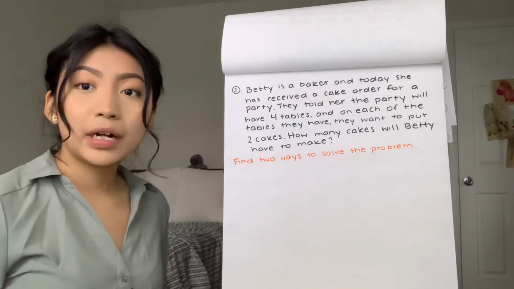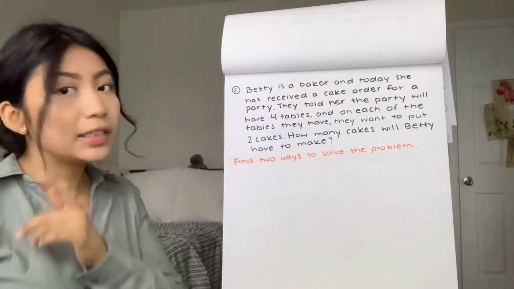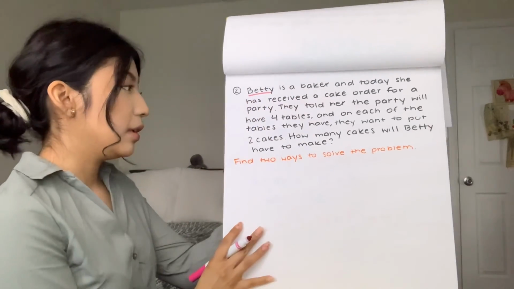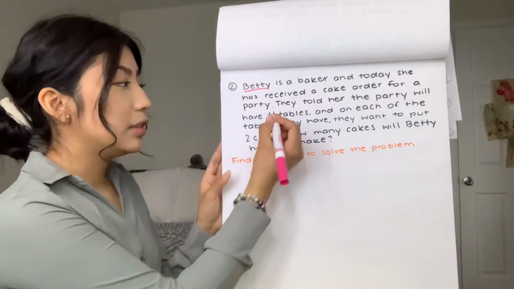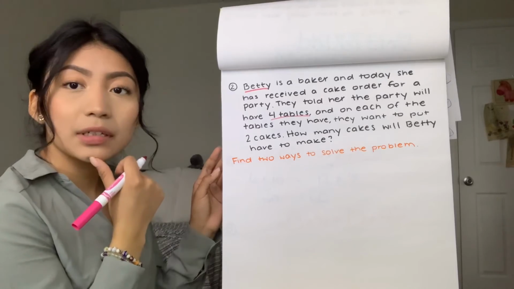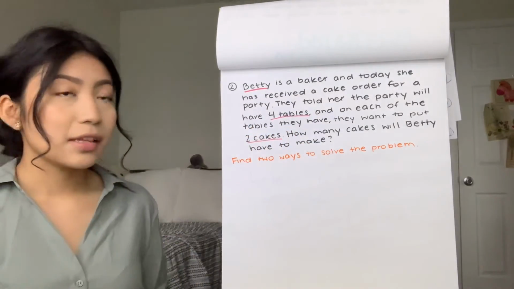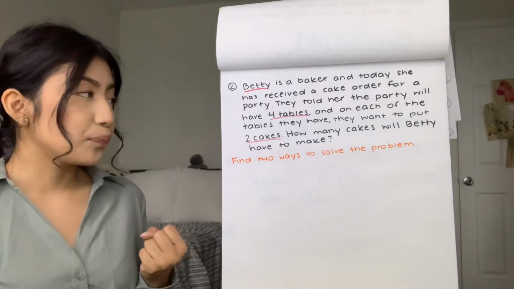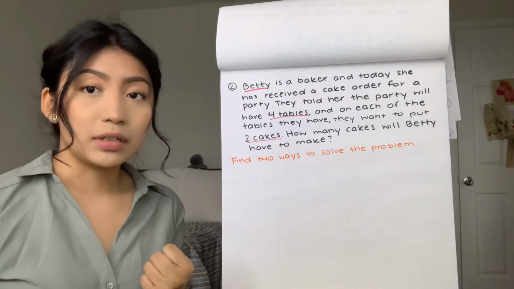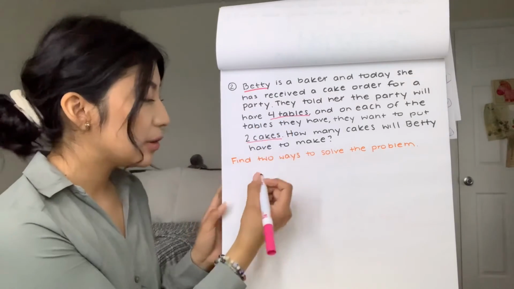All right, so remember how I underlined the important numbers on the last problem? What about this one? So we're talking about Betty. All right, so yes, 4 tables. What's another place where we have numbers? Yep, 2 cakes. All right, and that's all the numbers we have. So we have 4 tables, and they're gonna have 2 on each one. So what are we gonna do here? Multiply. So let's bring those numbers.